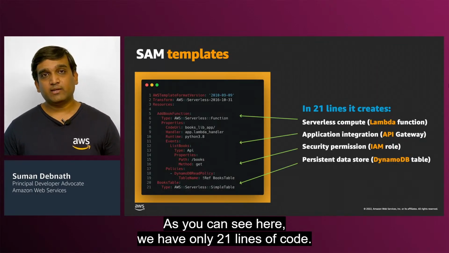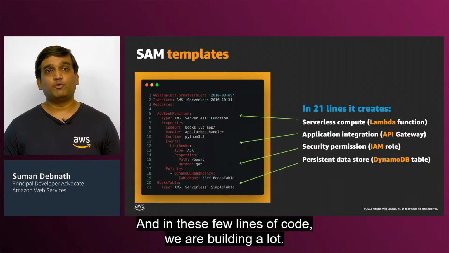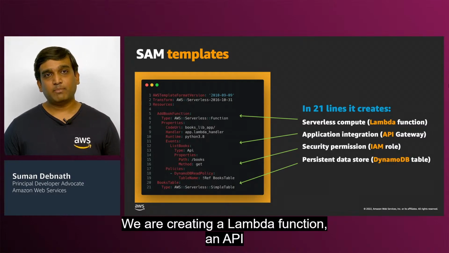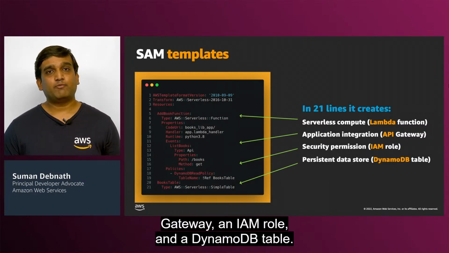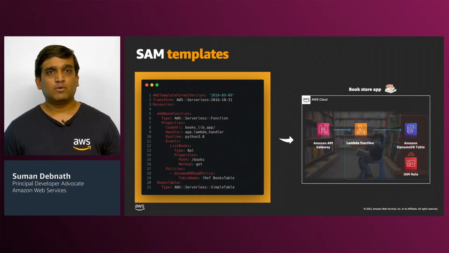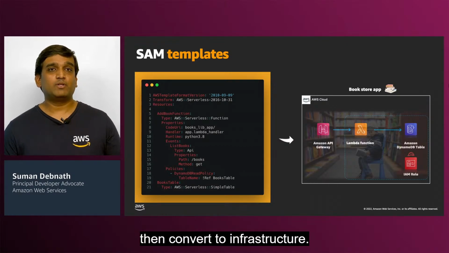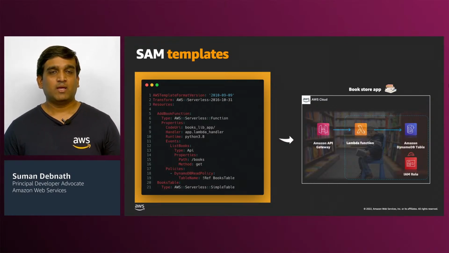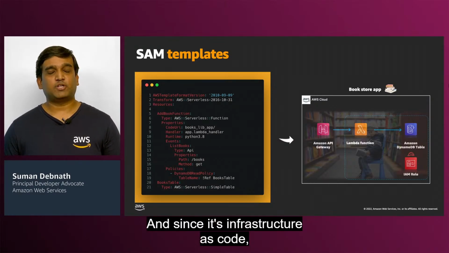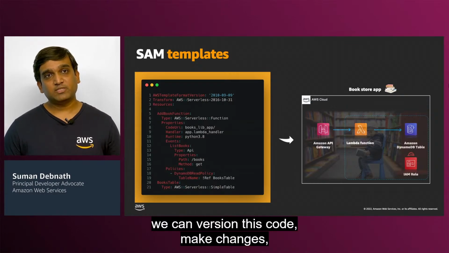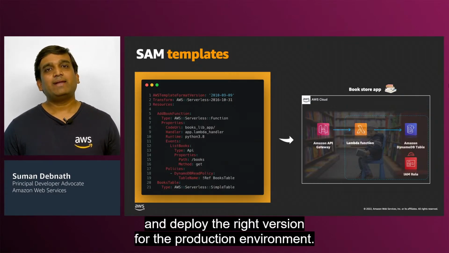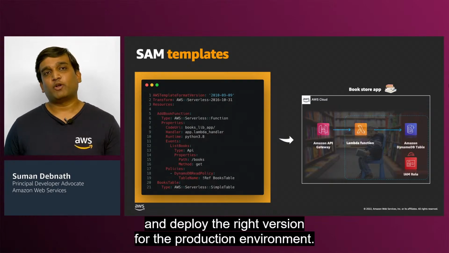As you can see here, we have only 21 lines of code. And in these few lines of code, we are building a lot. We are creating a Lambda function, an API gateway, an IAM role, and a DynamoDB table. What happens is these 21 lines of code then convert to infrastructure. And since it's infrastructure as code, we can version this code, make changes, and deploy the right version for the production environment.